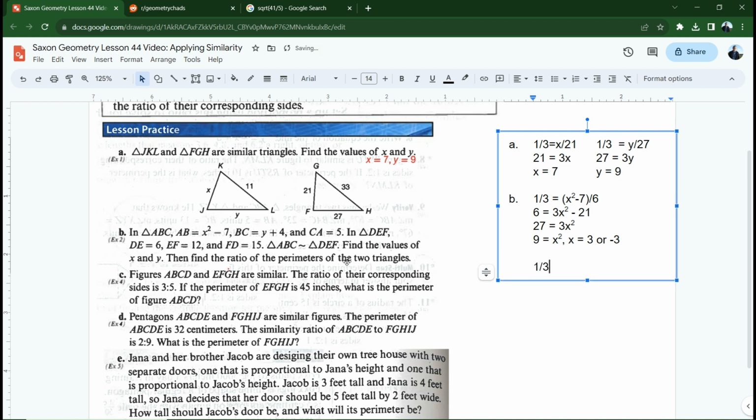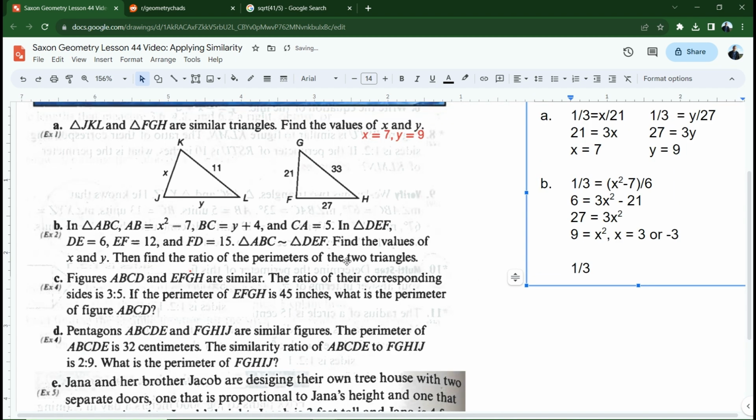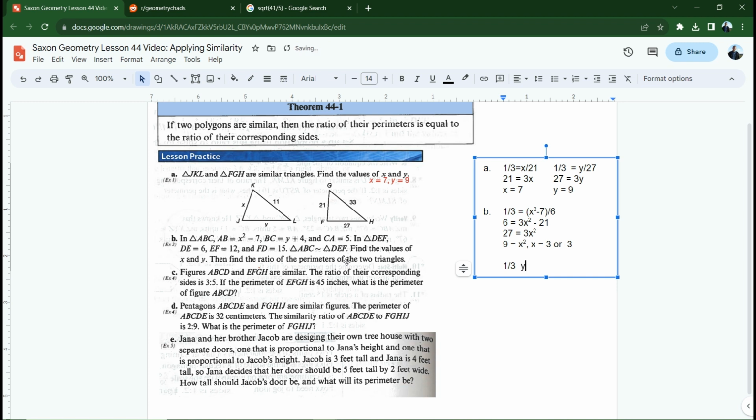My similarity ratio is going to be the same. 1/3 equals, and in this case, it's going to be y plus 4. That's the expression over, and then in my denominator, BC corresponds to EF, so 12. Okay, and now if I go ahead and cross multiply, I get 12 equals, and then I have to distribute this 3 again, 3y plus 12. Let's see, the next thing I'm going to do is subtract 12 from both sides. 3y equals 0. Well, if 3y equals 0, then y has to equal 0. So x equals 3 or negative 3, y equals 0, and that is the correct answer.